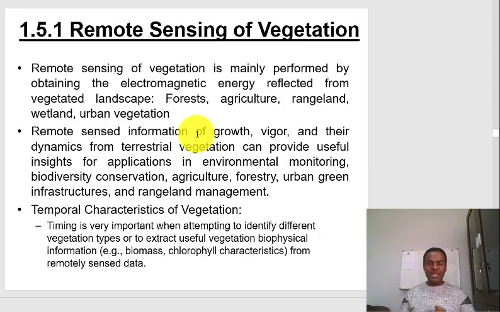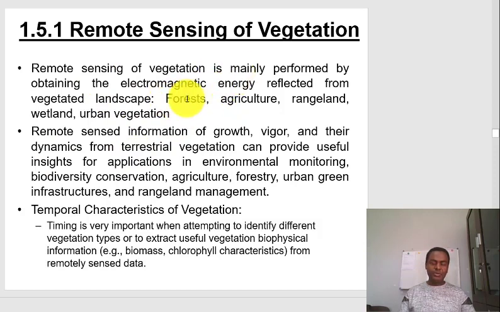And hence, we will be studying the remote sensing of vegetation, remote sensing of water, and remote sensing of soil and different geomorphologies. Okay, so when we say remote sensing of vegetation, we mean remote sensing of forest, remote sensing of agriculture, remote sensing of rangeland, wetland, and urban vegetation.